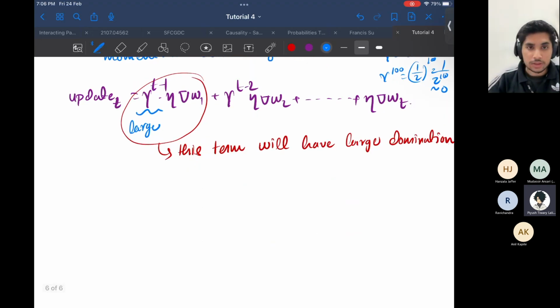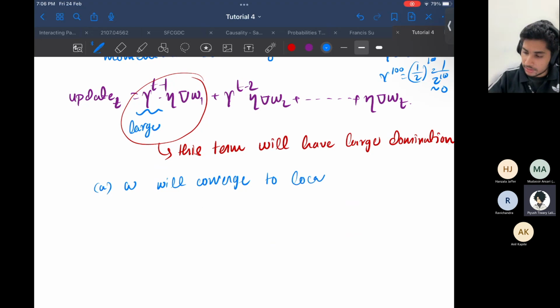Okay. So what are the options? The first option is W will converge to local minimum. Well, there is no evidence for this. We don't know why it should converge to a local minimum. We don't know anything, right?